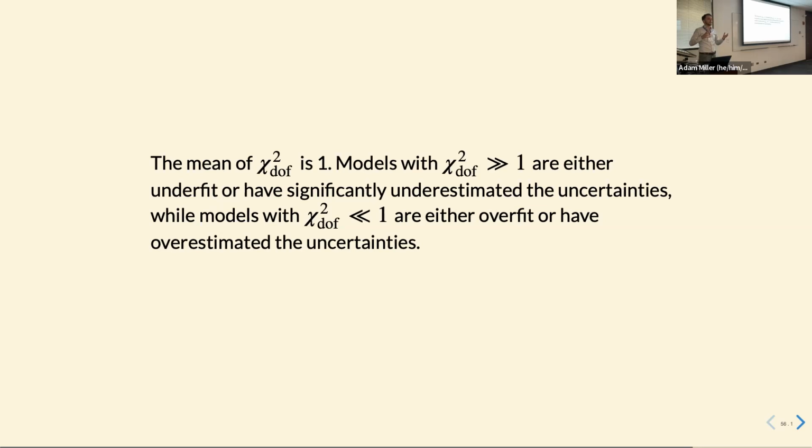What this means is that very quickly, if you calculate the chi-squared and divide by the number of degrees of freedom, you should find some value approximately equal to 1. If you have some value that's much, much greater than that, then you have likely underfit your data, or the uncertainties have not been estimated correctly. They have been underestimated, to be specific. And if you have models with a chi-squared per degree of freedom that's much, much less than 1, it's likely that you have overfit your model, or you have overestimated the uncertainty.